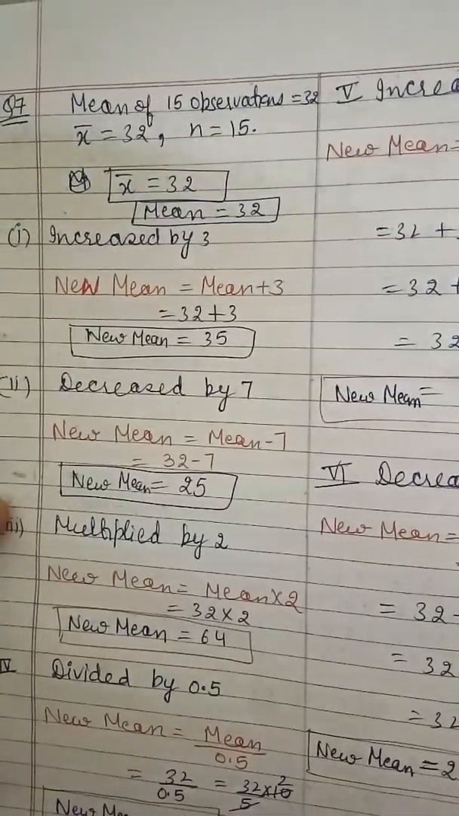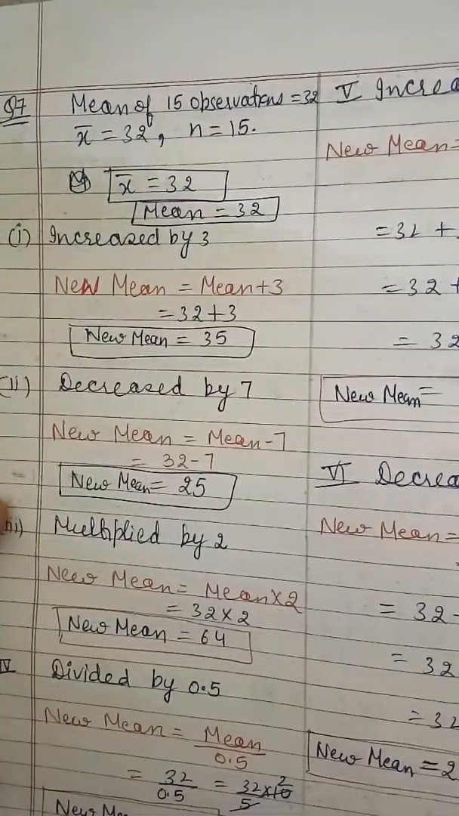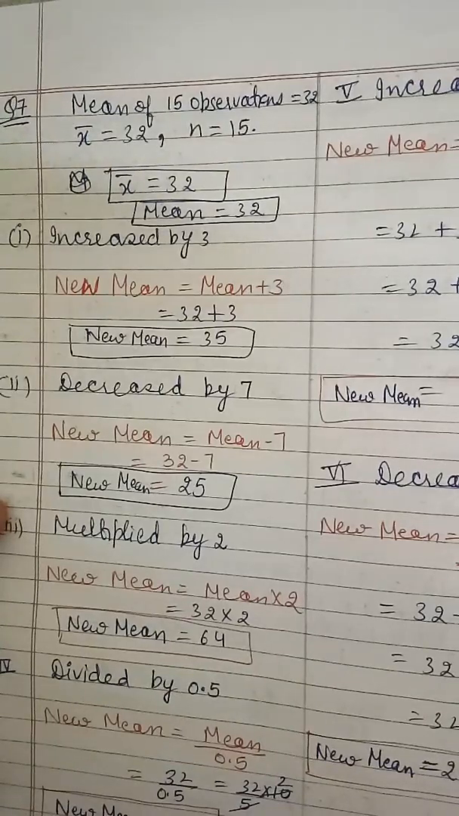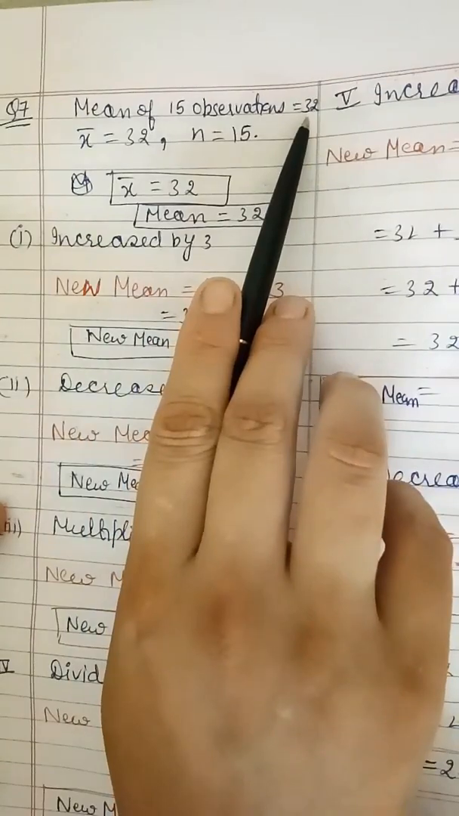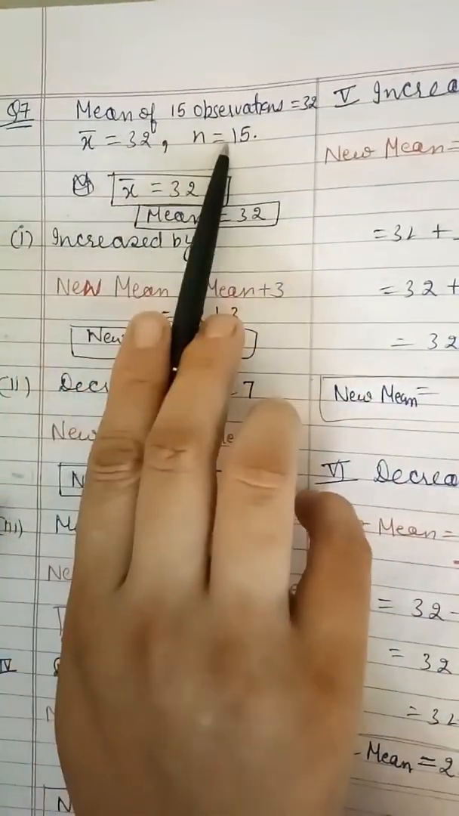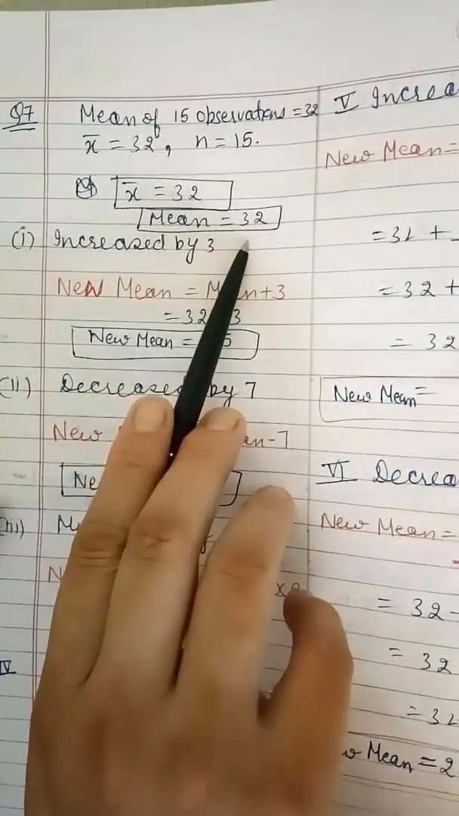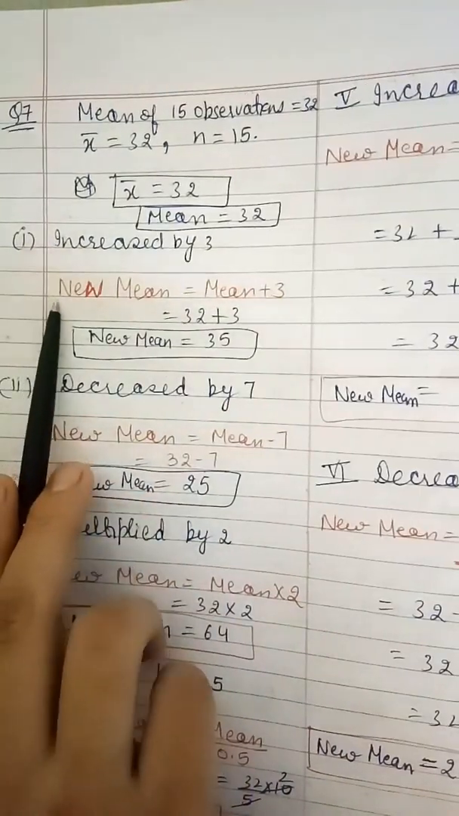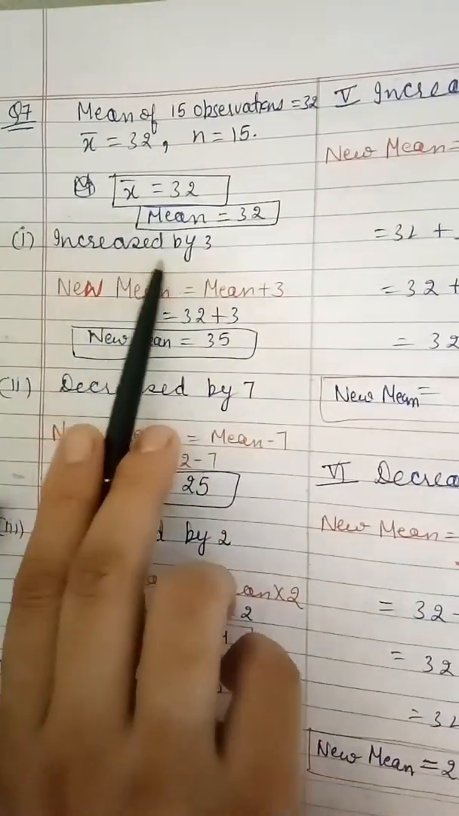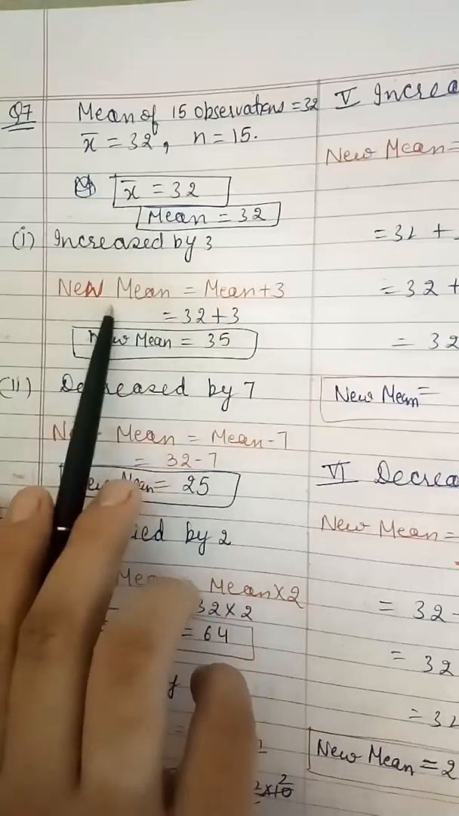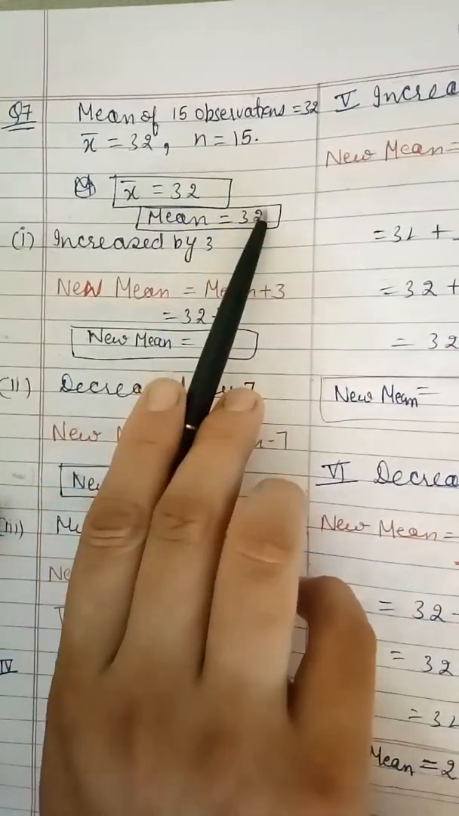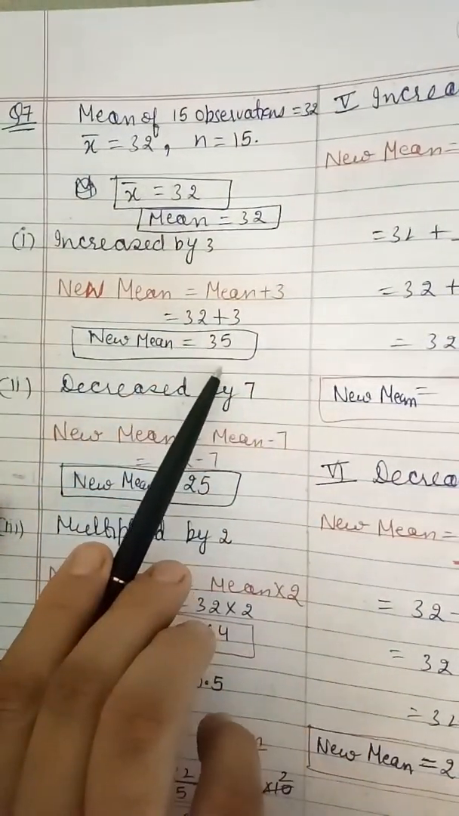Now question number 7 is based on the second property which we have already discussed in the introduction. Question number 7: the mean of 15 observations is 32. It means x bar is 32, n is 15. First part: each observation is increased by 3. Very simple. What is the new mean? You will add 3 to the mean. So 32 plus 3, 35.